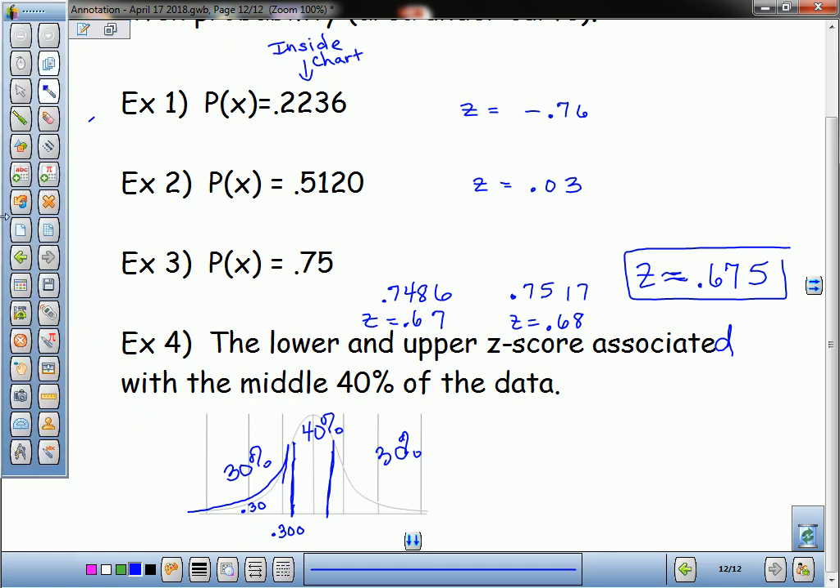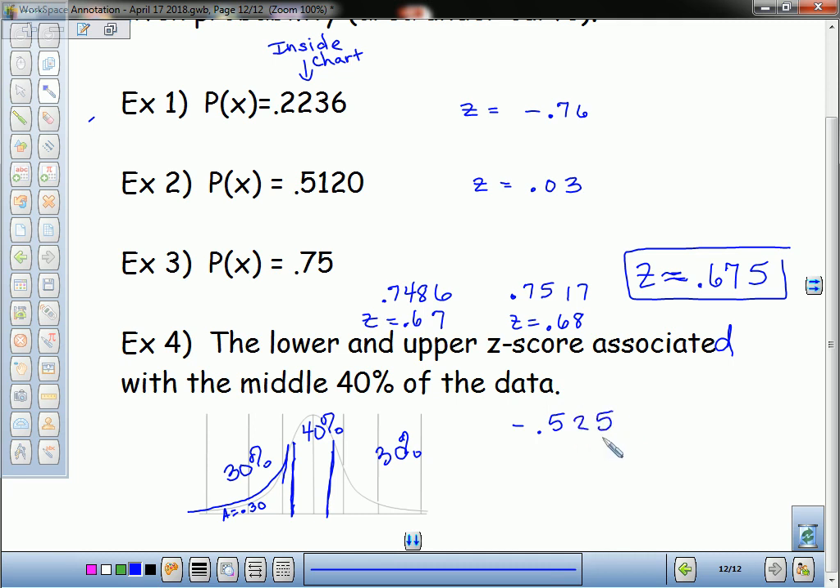Okay, so can you guys find the z-score that goes with 0.30? I drew it in the wrong place. I should have put it right here. This is the area. The area is 0.30. 0.3821. 0.2981. It looks like 0.30 is kind of halfway in between negative 0.52 and negative 0.53. Okay, so that would be our lower one.